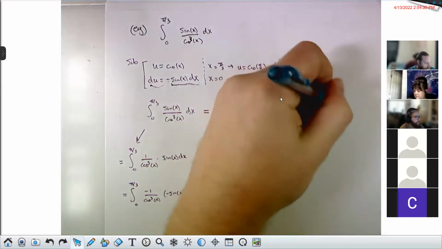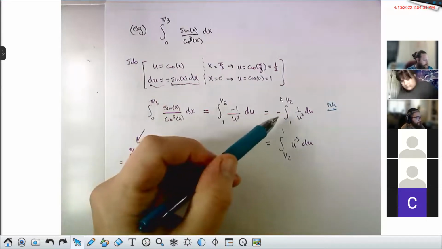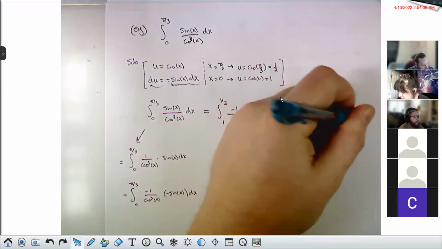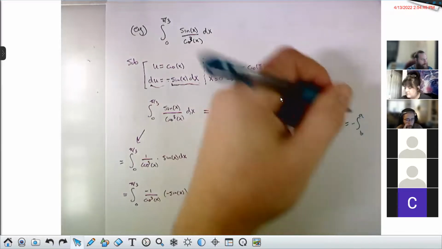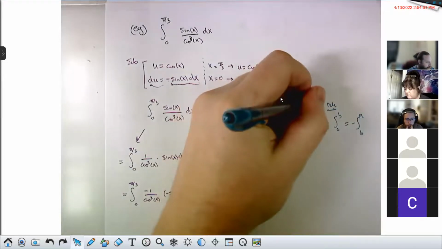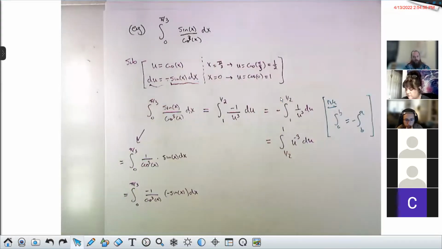And the rule is that the integral from a to b is the negative of the integral from b to a. So you can flip your bounds and it'll soak up a negative sign. Or if you wanted to, in the other direction, you could flip your bounds and it'll pop out a negative sign. The idea is that changing the bounds negates the integral.